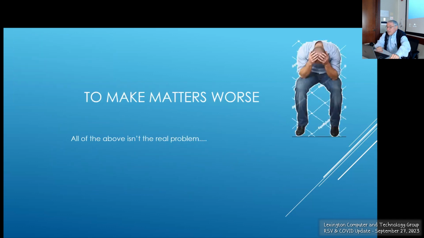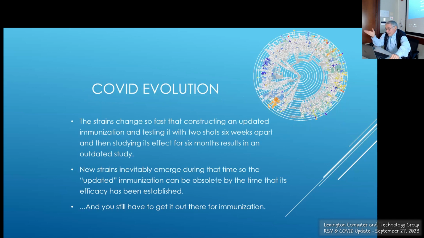To make matters worse, the above isn't even the real problem. COVID evolution. The strains change so fast, we just said this before, that constructing an updated immunization and testing it with 2 shots 6 weeks apart, and then studying its effect for 6 months results in an outdated study. BA.2.86 is coming. New strains inevitably emerge during that time, so the updated immunization can be obsolete by the time its efficacy is established. And you still have to get it out there for immunization. You got to take over Foxborough again. Hope we didn't during the football season.